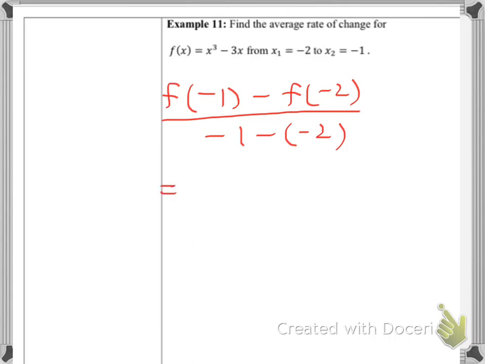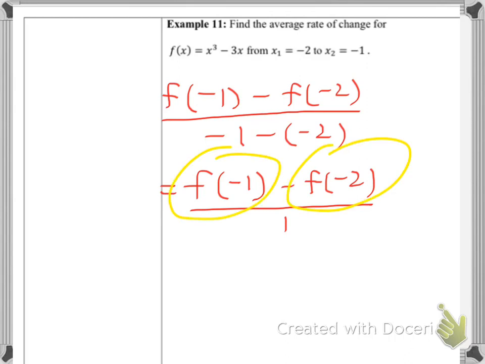Okay. And so that's just simplifying this a little bit. That's f of negative 1 minus f of negative 2 all over negative 1 minus a negative 2. That's going to be plus 2, so that's just over 1, a positive 1. Okay, but we still need to evaluate f of negative 1 and f of negative 2.